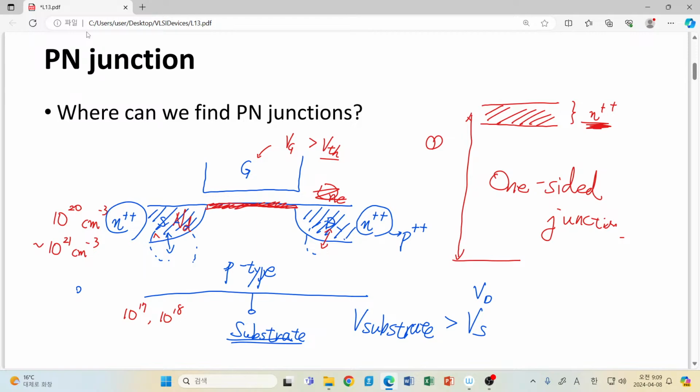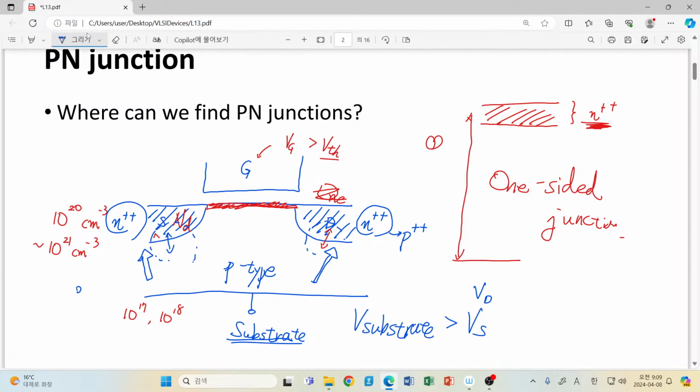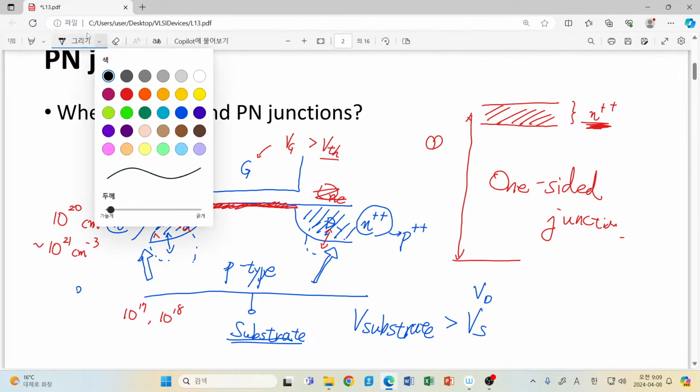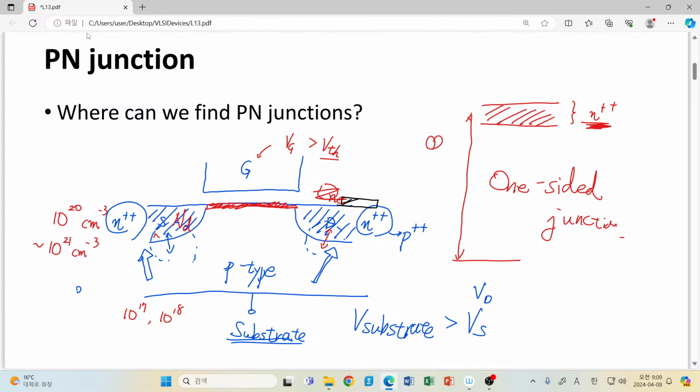When the PN junction is in its forward bias mode, it starts to conduct, and we can observe the current flowing in this direction, because this is positive and this is negative. If we have such a situation, then when you measure the current of this device, for example, let's say you have the drain contact here, and you just measure the value of current.